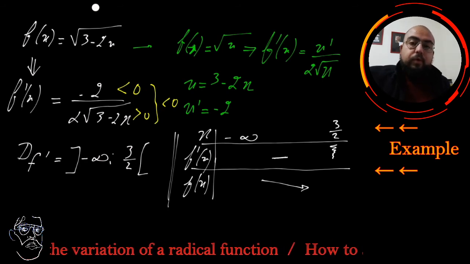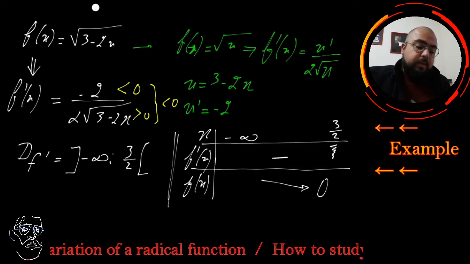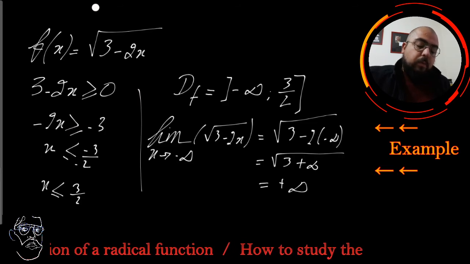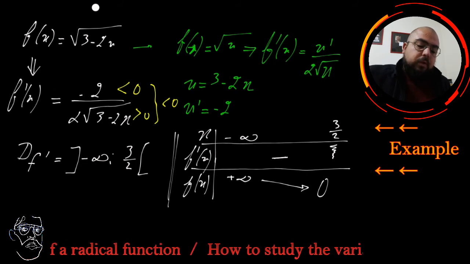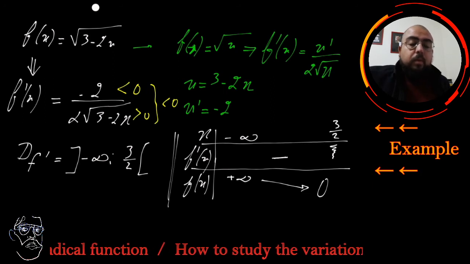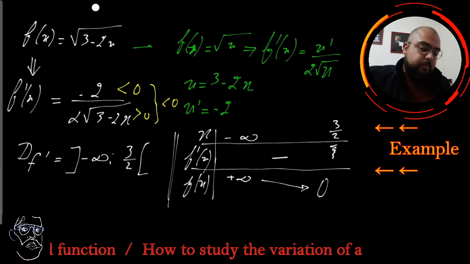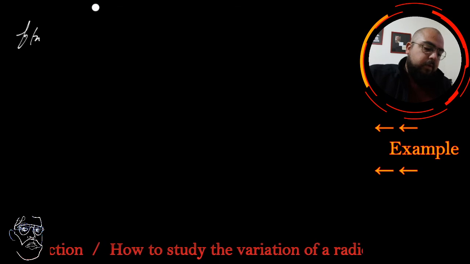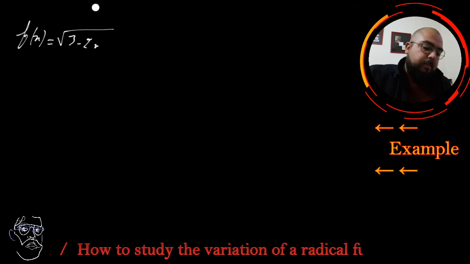Of course, f of 3/2 is 0, and as for the limit when x tends towards minus infinity, just what we had already calculated, for minus infinity it's plus infinity. So our function decreases from plus infinity to 0. Finally, we will be able to take some particular points and then simply draw the curve. So our function is f of x, which is equal to square root of 3 minus 2x.